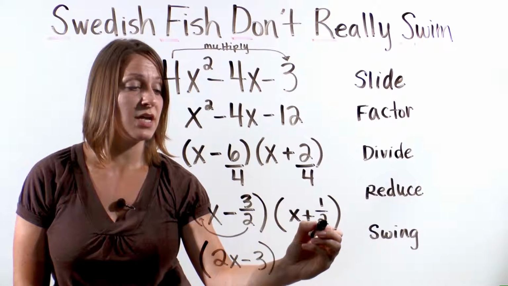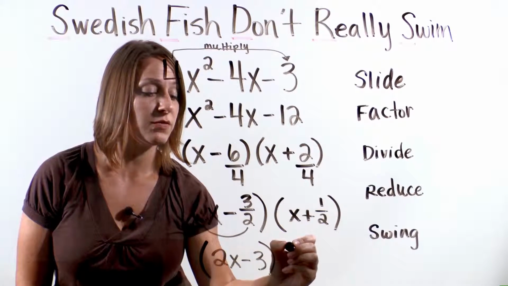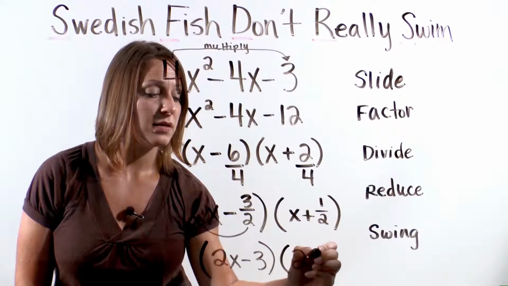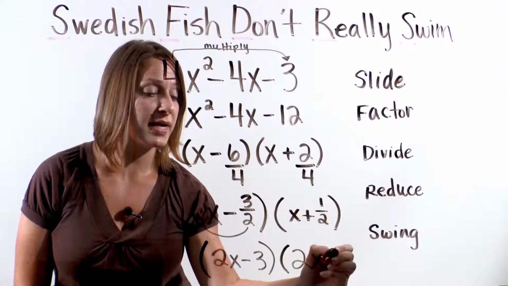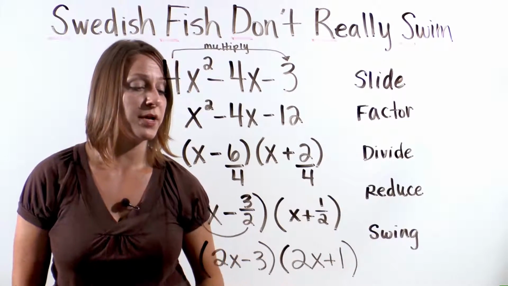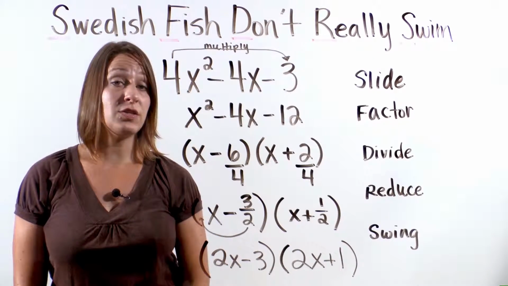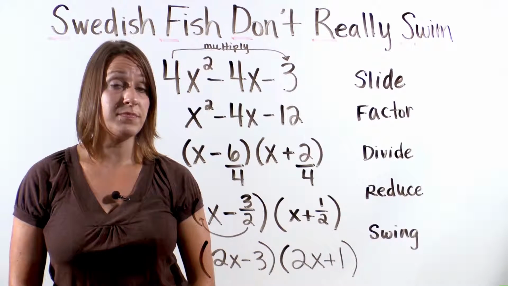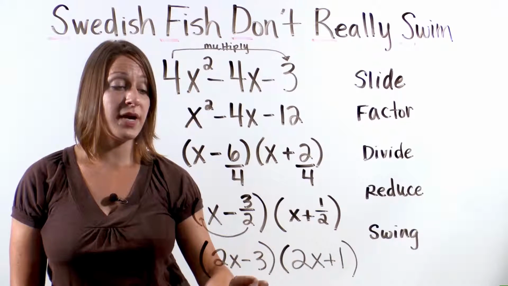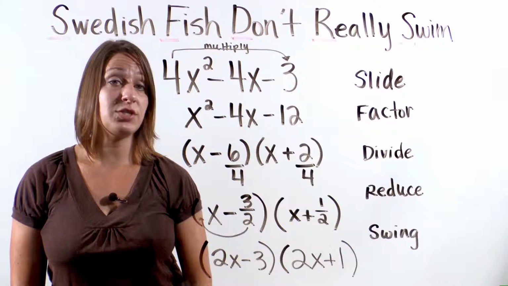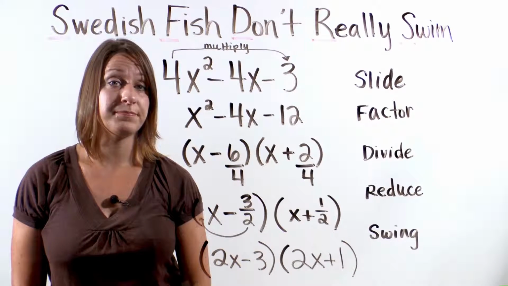This fraction has a denominator. We're going to swing the 2 to the front and get 2x plus 1. So the answer to this problem is 2x minus 3 times 2x plus 1.